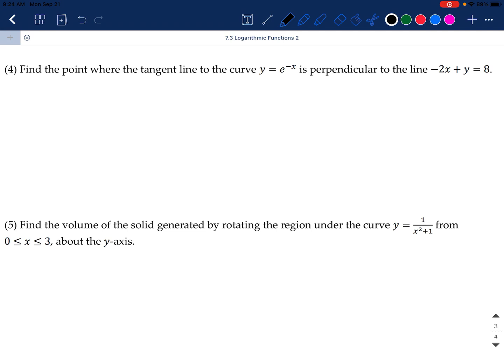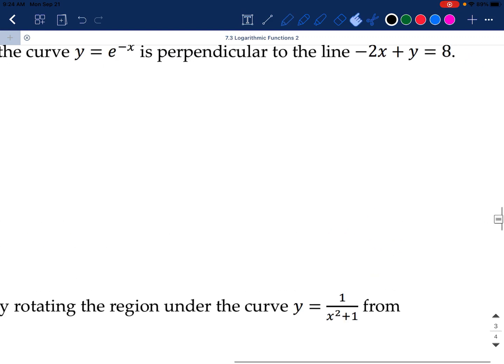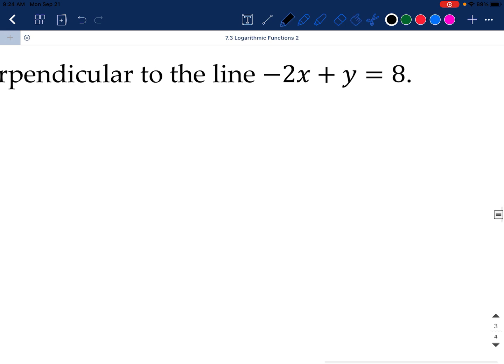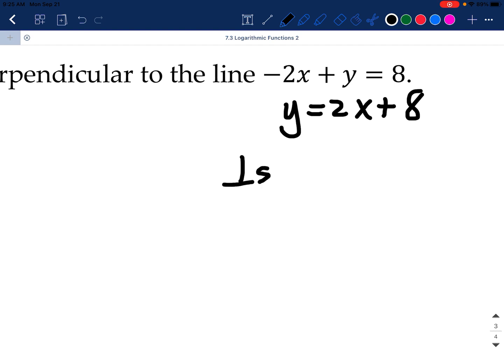So first problem we've got here is number 4. It says find the point where the tangent line to the curve y equals e to the negative x is perpendicular to the line negative 2x plus y equals 8. So let's go ahead and figure out what our perpendicular slope is going to be first. So we'll get y is equal to 2x plus 8. So our perpendicular slope is going to be negative 1/2.